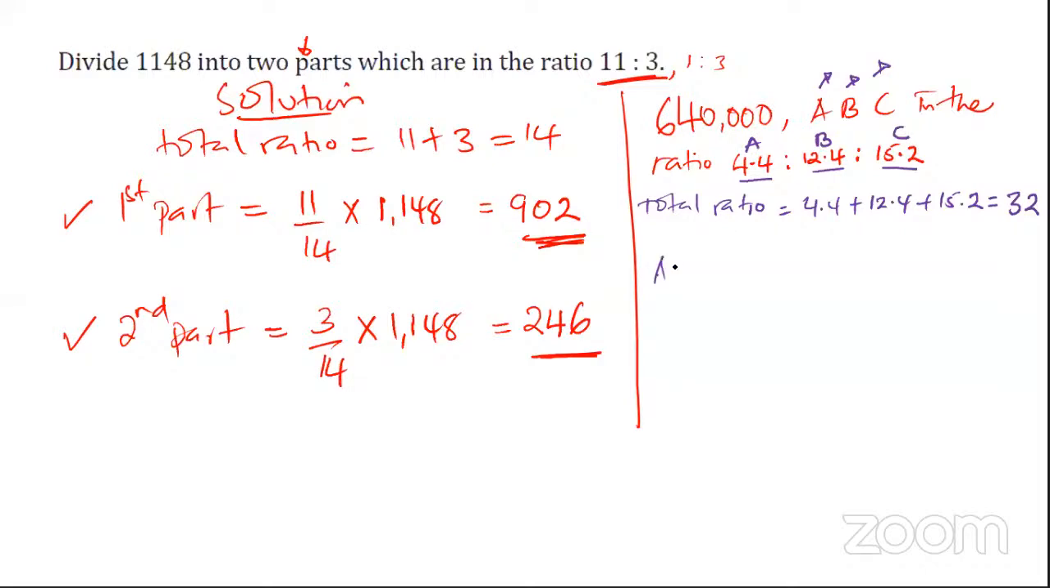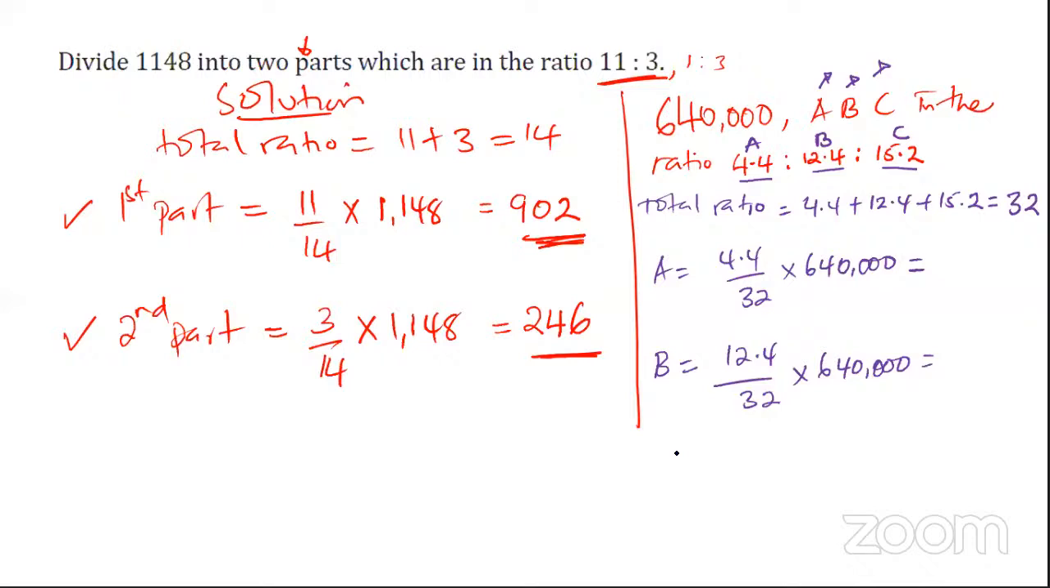So A will get 4.4 out of 32 times 640,000. Then you also come to B. B will get 12.4 out of 32 times 640,000. Then you get to C. C will also get 15.2 out of 32 times 640,000. And you'll be able to get your answer.